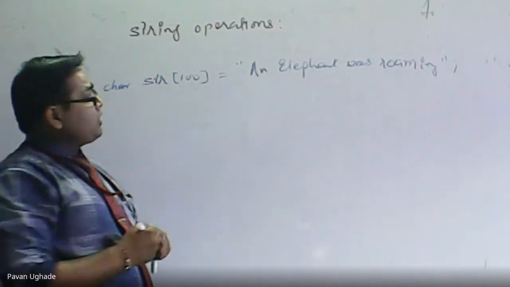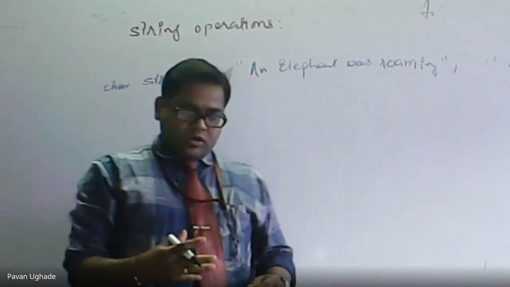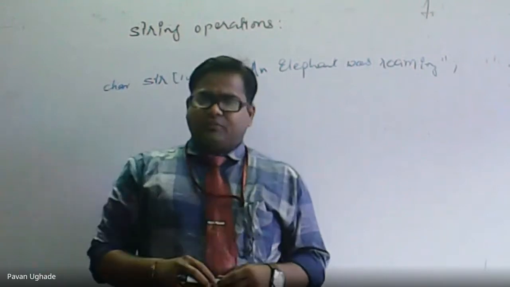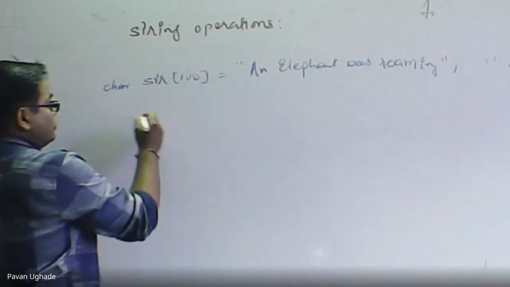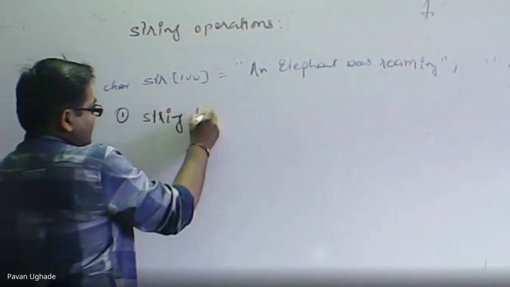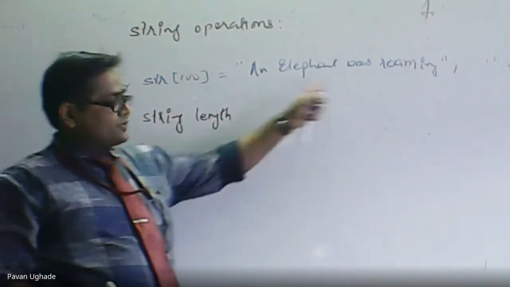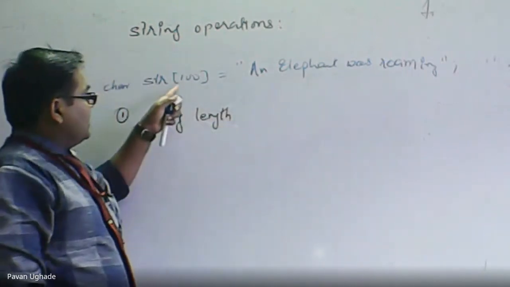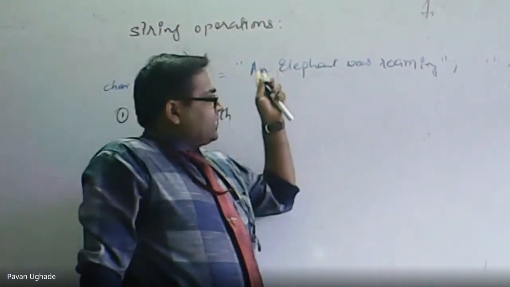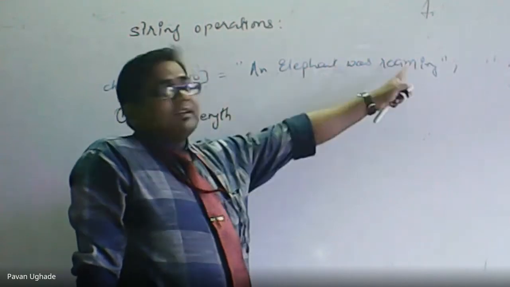Basically, we perform many operations, but as far as the syllabus is concerned, we'll be performing four basic operations on this. The first one is string length. To calculate the length of the string: the maximum length we have mentioned is 100. But out of that, do you think it is really of 100 length? No, it is the maximum length, right? So what is the length of this string?